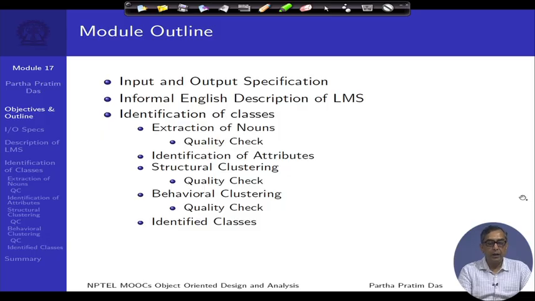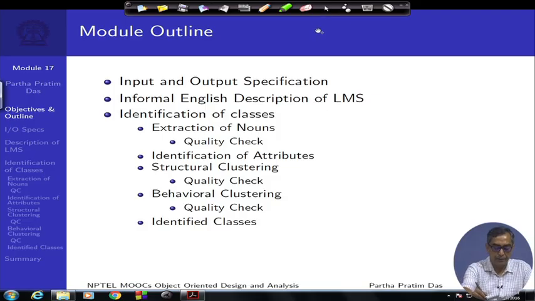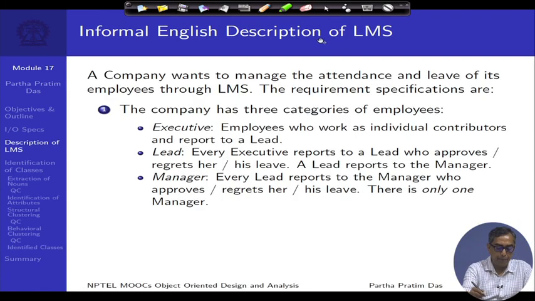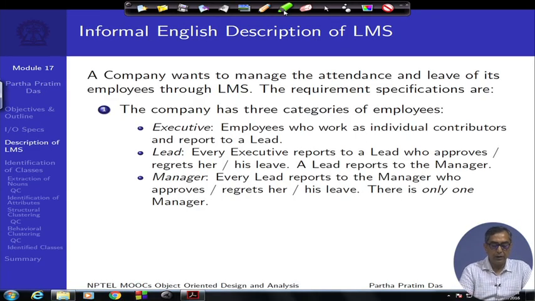The outline for this particular module would be to start with the English description of LMS and try to identify classes. That is the first thing that needs to be done. So, this module will focus on identification of classes. Naturally, I first specify the input and output that we are trying to achieve. The input of this exercise is the informal English description, the leave management system description, and the output would be the classes associated with that. If in the process we can identify some attributes and responsibilities, we will try to do that. So, this is our input.